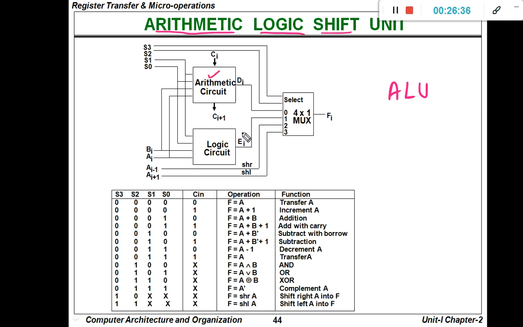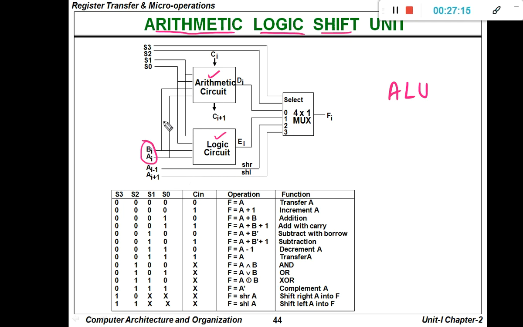We'll have an arithmetic circuit and a logical circuit, and we are going to pass the register values as Ai, Bi. Ai represents one particular register and Bi represents another register. Similarly, for shift operations, we may pass the values as Ai-1, Ai+1 to perform the shift operations. Ai-1 means shift right, Ai+1 means shift left operation.